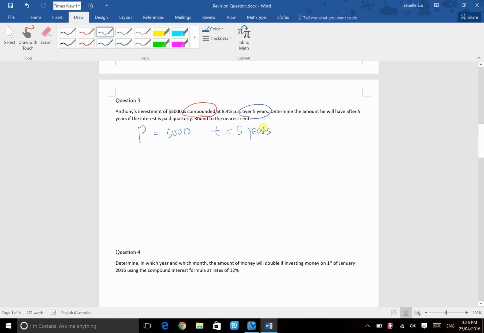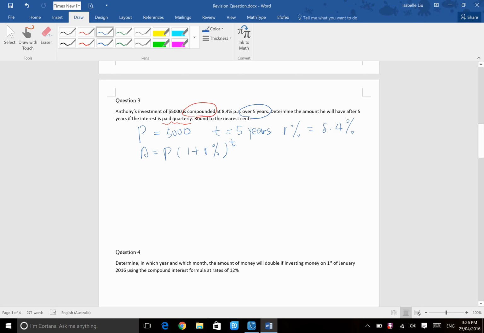Determine the amount she will have after 5 years if the interest is paid quarterly. Round to the nearest cent. Compound interest is A equals P times (1 plus R percent) to the power of T. It's the same as exponential growth. So what's our P? Our P is 5,000. What is our R percent? Our R percent is 8.4%.